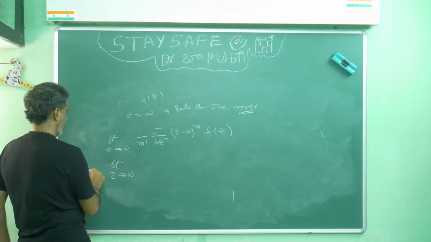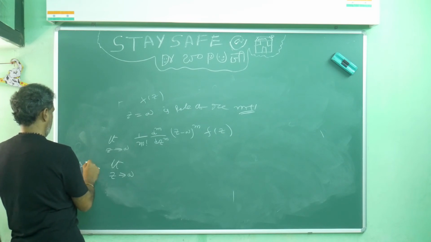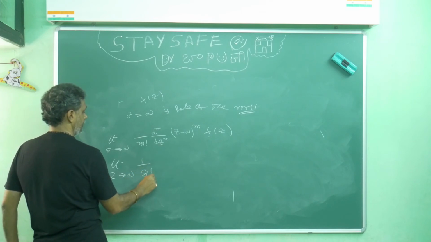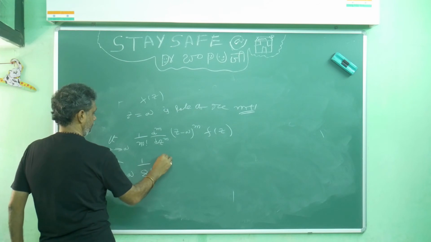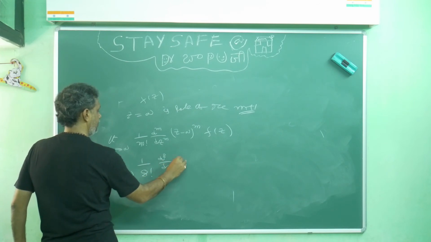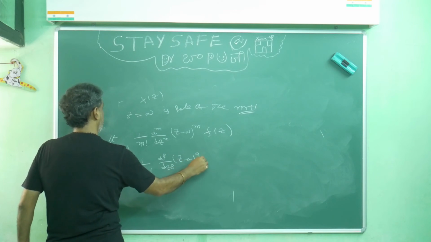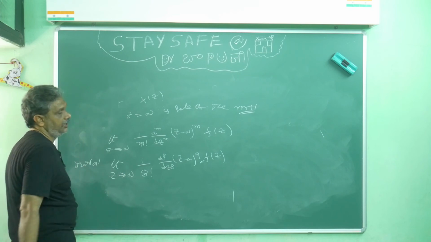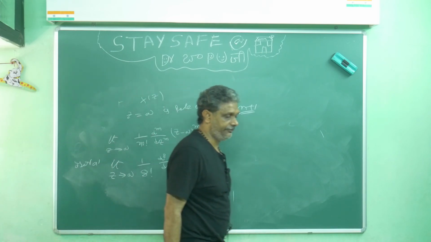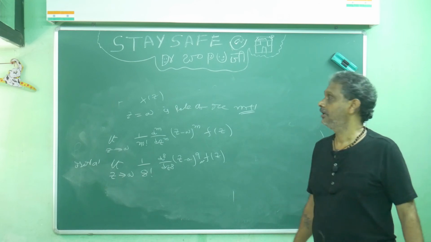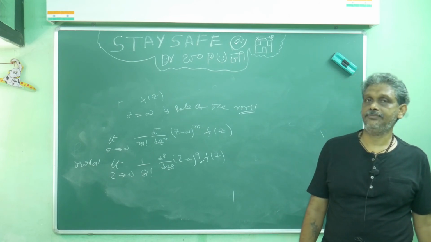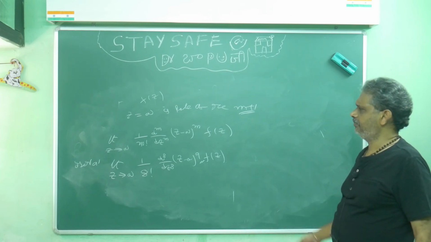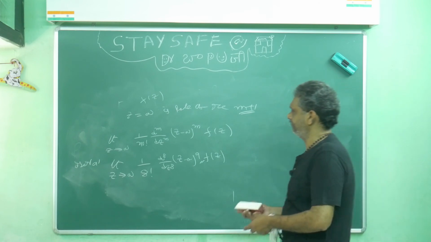Z tends to a, order 9 means how many times do you differentiate? 8 times, 8 factorial, d by dz 8 times, but this is z minus a whole power 9 only. So don't get confused, it is one less. Order 10 means 9 times you can differentiate. Order 11 means 10 times. Order 20 means 19 times you can do. Order 100 means 99 times you can do. So this is the way I will do it while doing the problem.